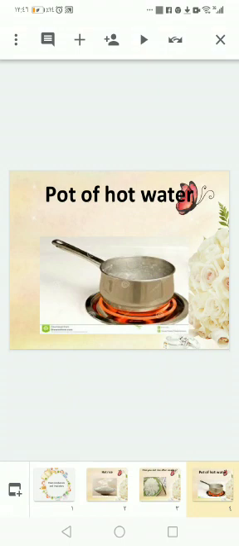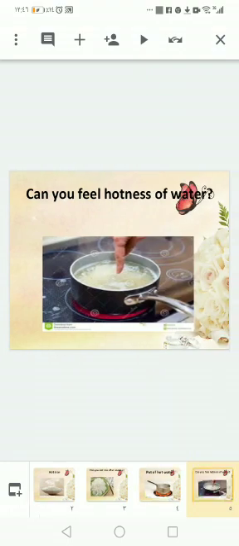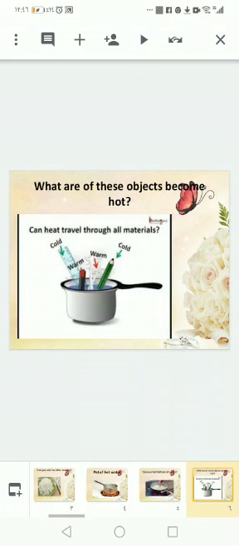Can heat travel through all materials? To answer this question, you should do this experiment. Put different sticks in hot water, such as an iron bar, a pair of scissors, a pencil, and a ruler. After a few minutes, you can touch all these objects. At first, the iron bar and scissors will be warm or become hot, but the ruler and pencil are cold. This means that heat can travel through some materials and can't travel through other materials.